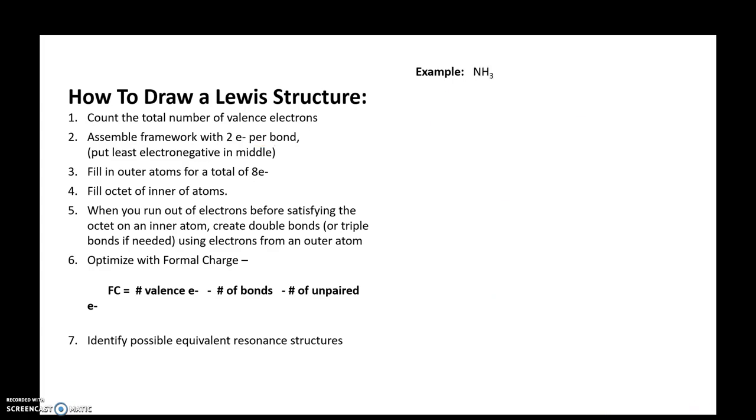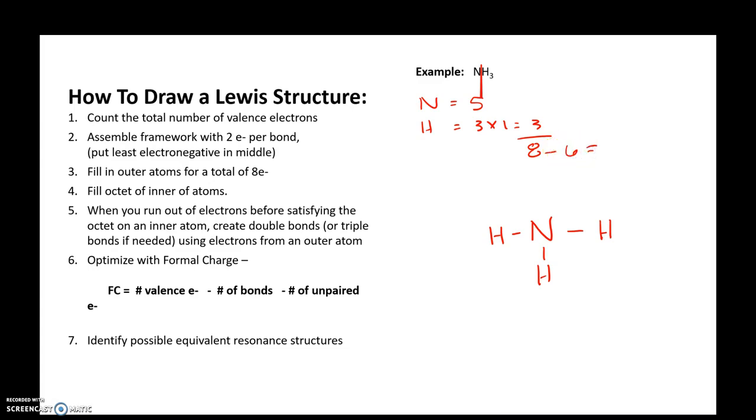Next example, ammonium. The number of valence electrons for nitrogen is 5. Hydrogen, we have 3 times 1, so that gives us 3. 5 plus 3 gives us 8. If I assemble a framework of atoms, I'll put nitrogen in the middle and hydrogen on the outside. I'll place bonds between the N and the H. Each bond is worth 2 electrons for a total of 6.